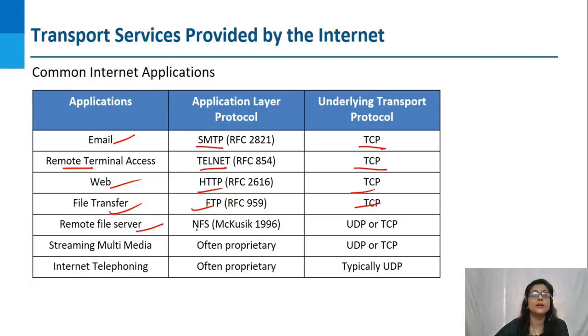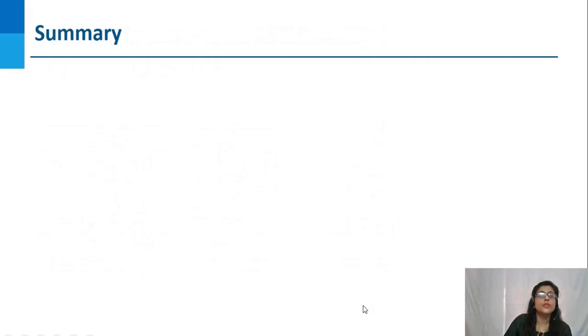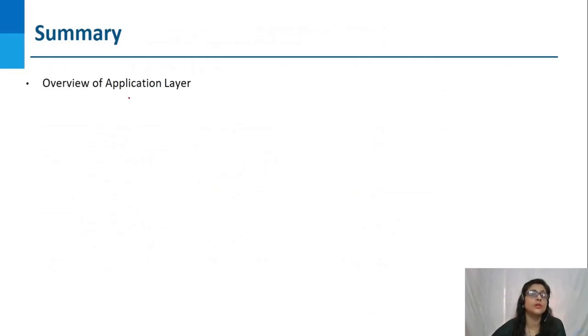For remote file server, we can use Network File System, or NFS. It was devised by Sun Microsystems, and it uses UDP or TCP. Streaming multimedia often has a proprietary license, and it uses either UDP or TCP. Last but not the least, we have internet telephony, which is also proprietary, and it typically uses the User Datagram Protocol.